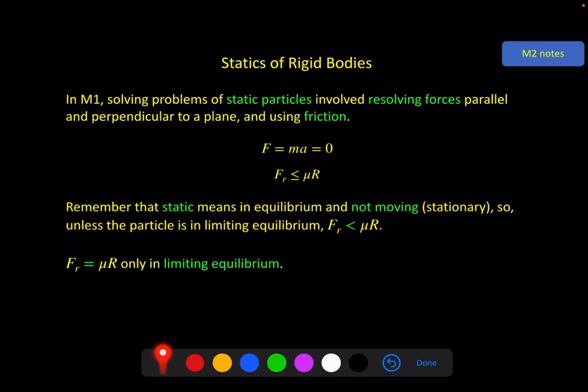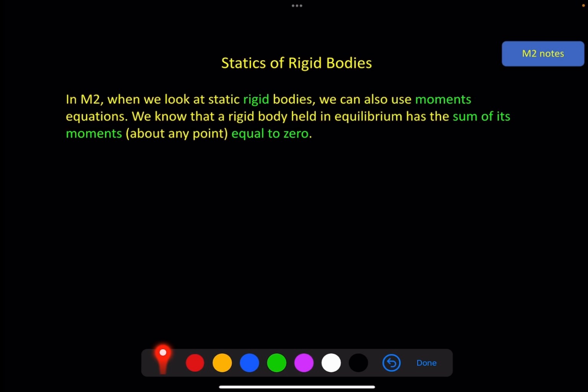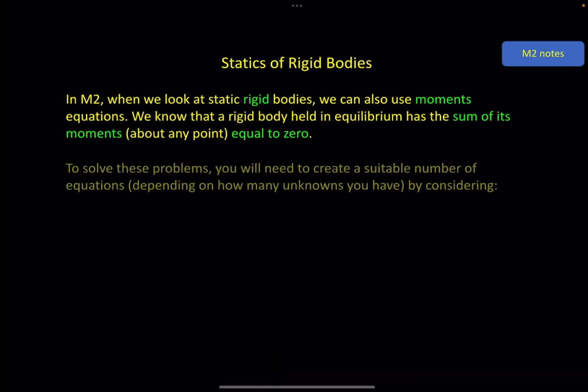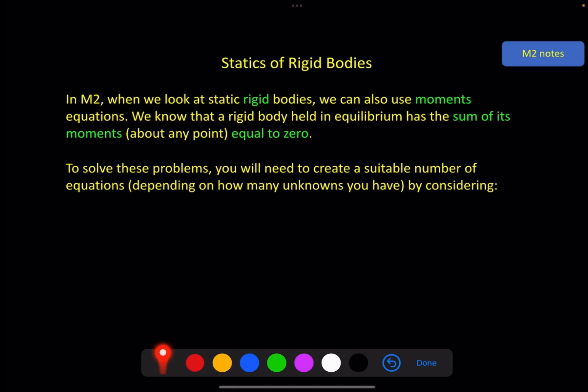In M2 we take this a little step further and we look at static rigid bodies. And when we look at rigid bodies we know something about moments. We know that a rigid body held in equilibrium has the sum of its moments about any point equal to 0. This is true as well as the other two considerations on the previous screen. So to solve these problems that follow, you will need to create a suitable number of equations, depending on how many unknowns you have, by considering some or all of the following three things.